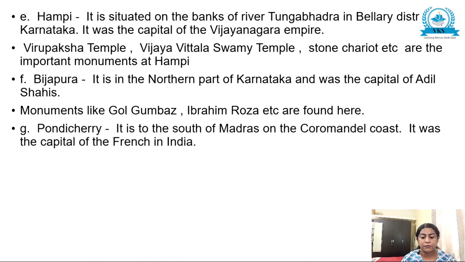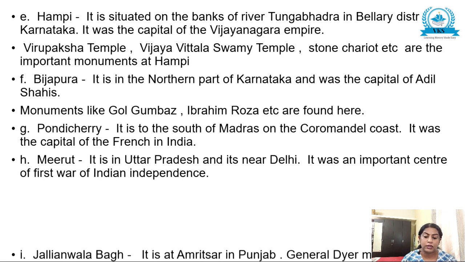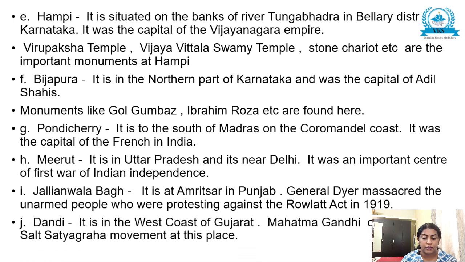are found here. Pondicherry, it is to the south of Madras on the Coromandel coast. It was the capital of the French in India. Meerut, it is in Uttar Pradesh and it's near Delhi. It was an important center of the First War of Indian Independence. Jallianwala Bagh, it is at Amritsar in Punjab. General Dyer massacred the unarmed people who were protesting against the Rowlatt Act in 1919. Dandi, it is on the west coast of Gujarat. Mahatma Gandhi organized the Salt Satyagraha movement at this place. So these are the places which are asked in this model paper.